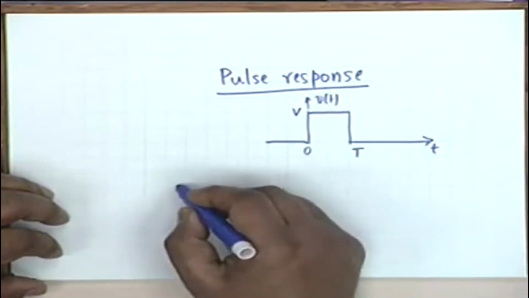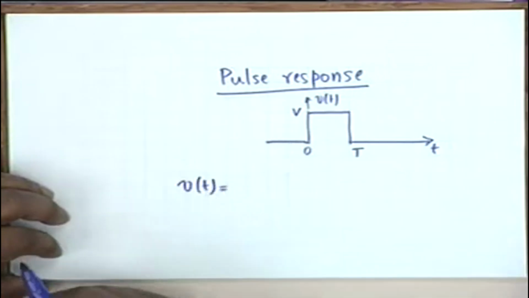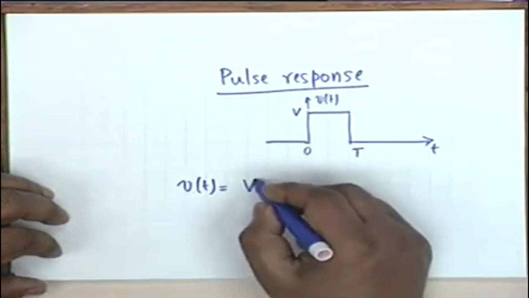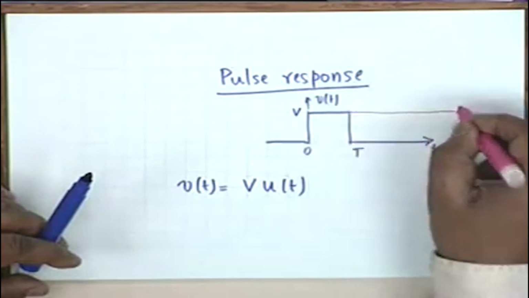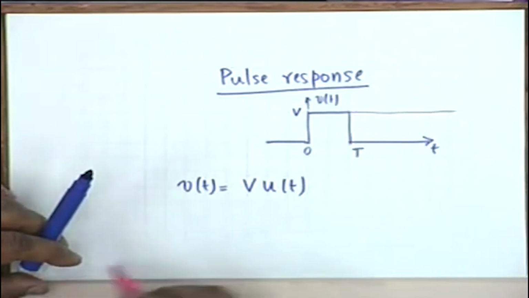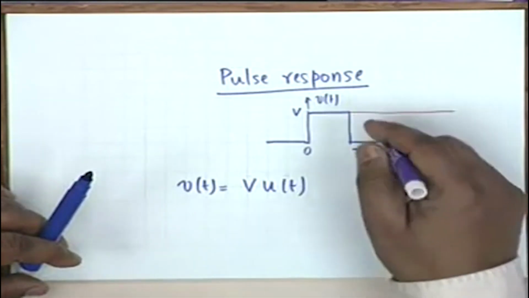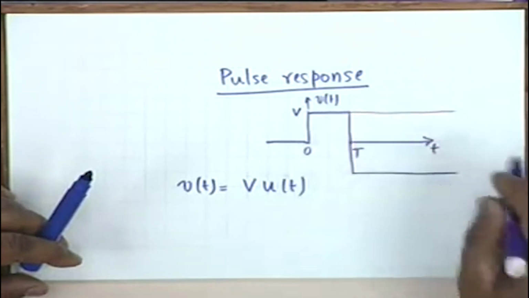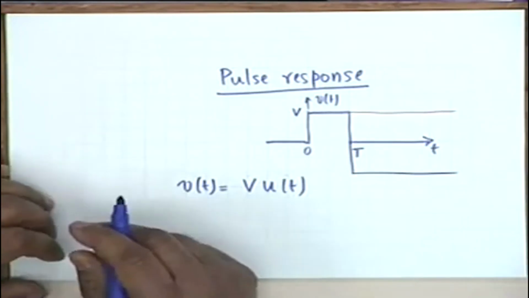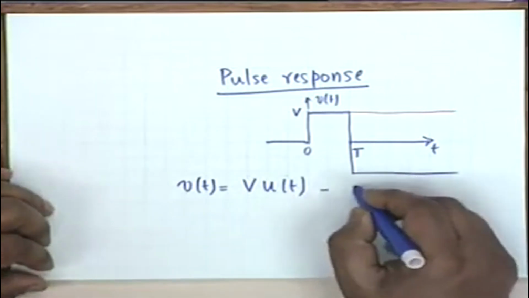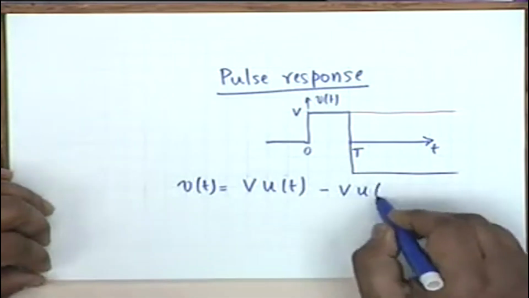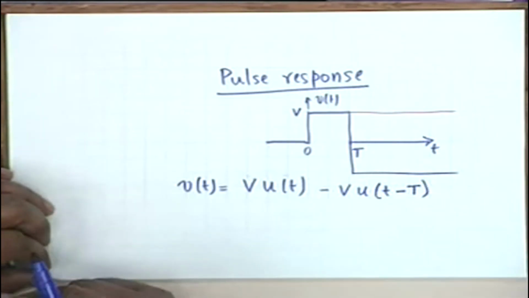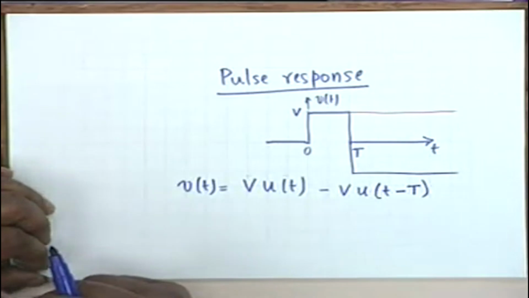But if you look at it, this voltage pulse can be written in terms of two step functions. One is capital V u(t), which is a step which goes on indefinitely, minus another step occurring at capital T. So minus V u, it does not occur at t equal to 0, it occurs at t equal to capital T, so t minus capital T. Is that okay?